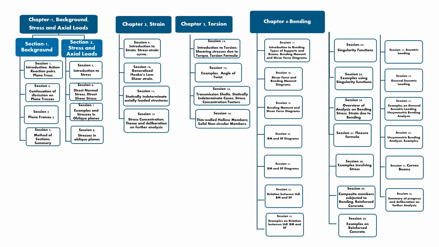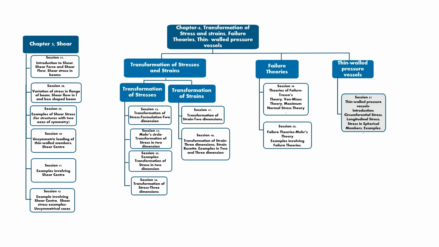These are the sessions covered in the first 4 chapters. When it comes to different types of loads, we covered axial loads, torsion, and bending in the first 4 chapters. In the 5th chapter, we'll look at shear. And now we'll be discussing thin-walled pressure vessels. We have been discussing other aspects in detail as well.